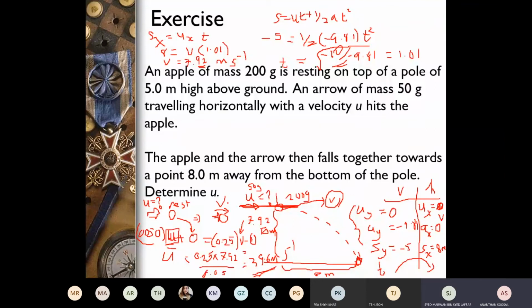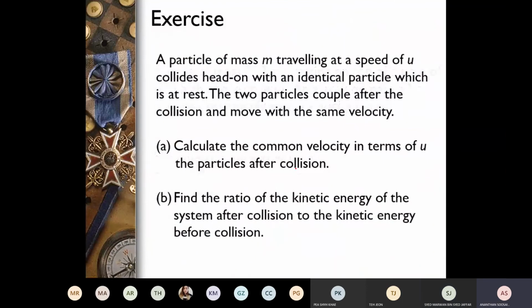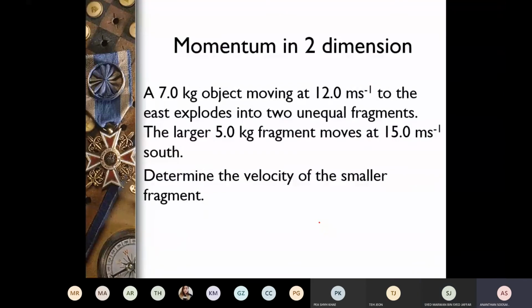Then after that use M1 U1 plus M2 U2 equals M plus 2V. Yes, that's what we did. Use the conservation. Okay, good. So as we proceed, collision, move with the same velocity, calculate the common velocity. Okay, these are the questions.